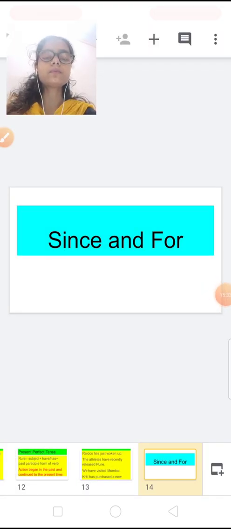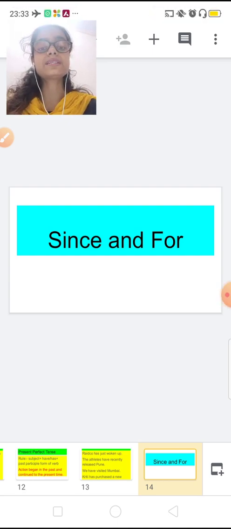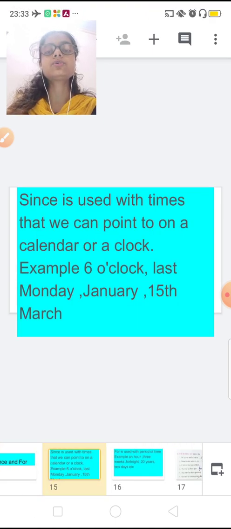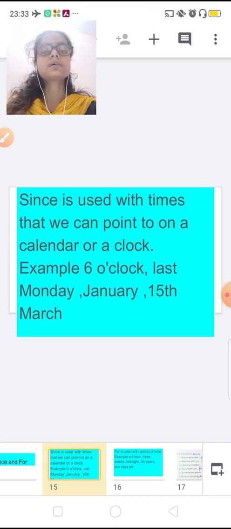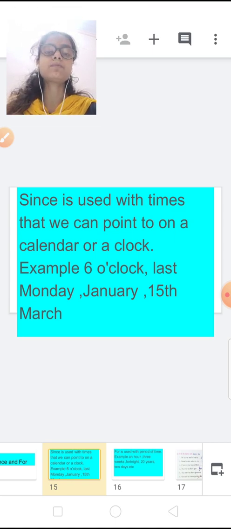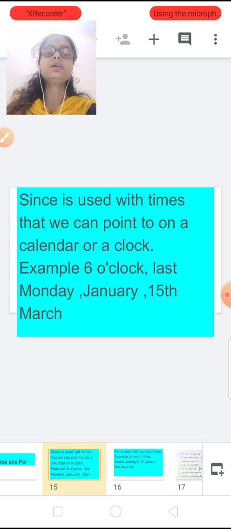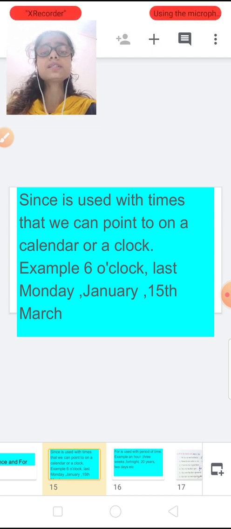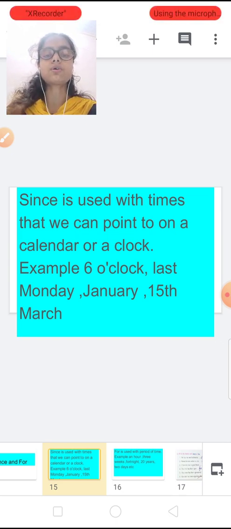Okay, so now we'll do our last exercise of this chapter, that is based on since or for. Now where we use since and where we use for, I'm going to explain. First of all, since. Since is used with times that we can point to on a calendar or a clock. Like 6 o'clock we can point out on a clock. Last Monday on the calendar. January on the calendar. 15 March on the calendar.